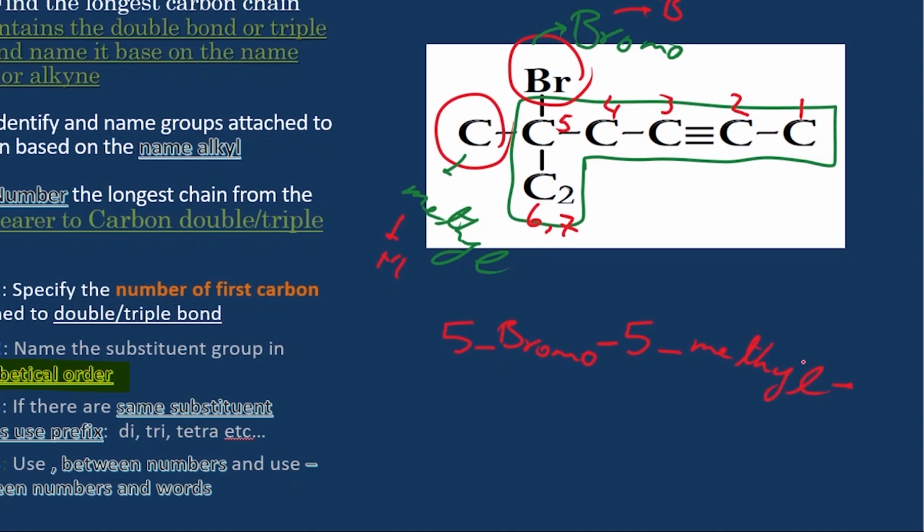5-methyl again dash. As note number 1, we have to specify the number of the first carbon that is attached to the triple bond, and the first carbon attached to the triple bond is carbon number 2 in the main chain, and we'll write 2 dash the name of our main chain, that is heptyne. So it's done.